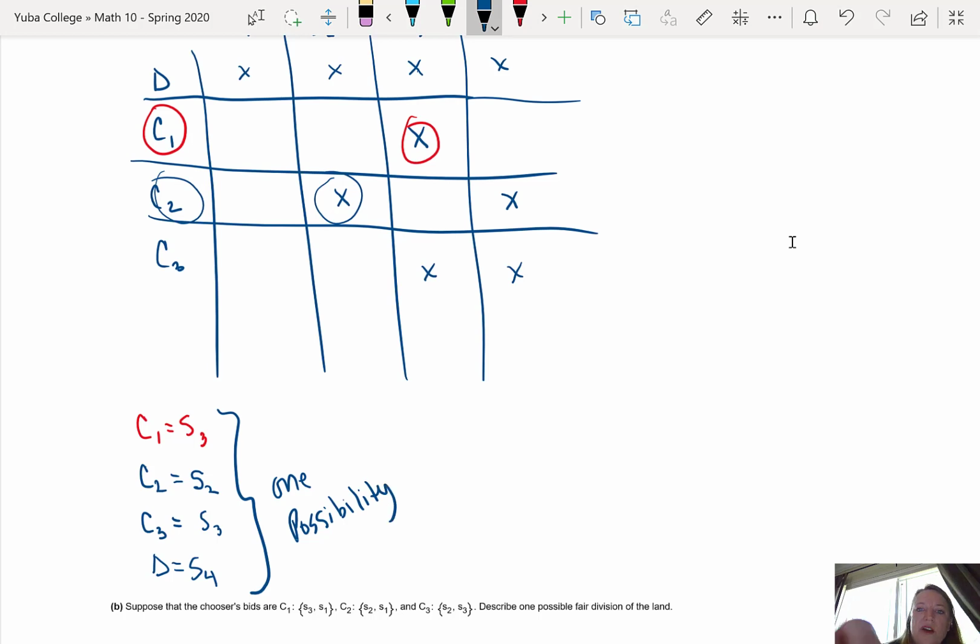Right? So again, we know that C sub 1 has to get, oops, S sub 3. I did not do that right. We gave 2 people S sub 3. How dare me. Okay, S sub 3 cannot go to chooser 3. That would have to be the divider, and that means chooser 3 would have to get S sub 4.